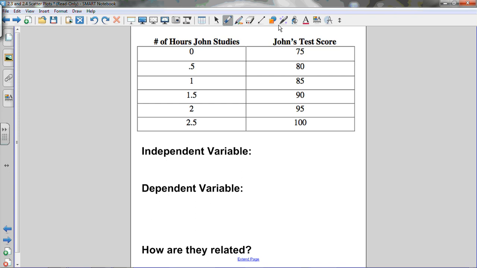I think his test score depends on the number of hours he studies for. So his score depends on the hours studying. His score is dependent because it depends on the hours. That makes the hours studying the independent variable because that affects his score.